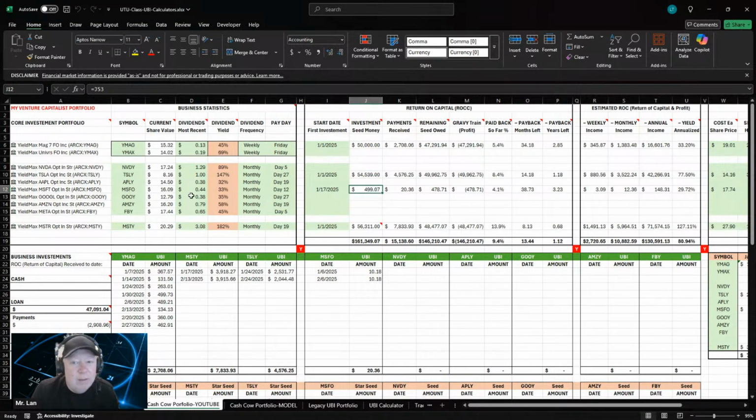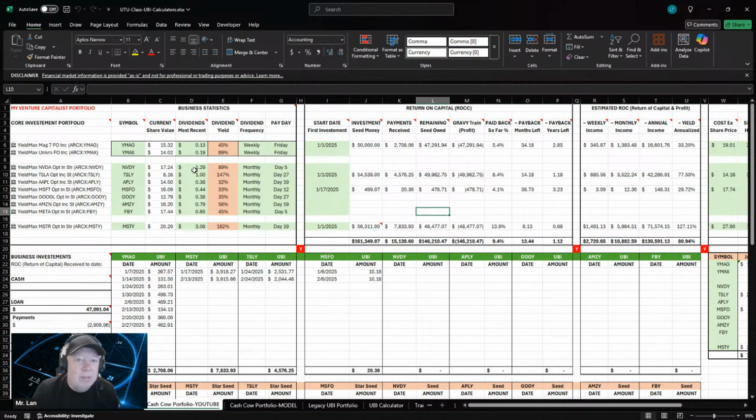And then we also have MSFO. We put a little bit into Microsoft, $500, and it gave us $20. We have Misty, the big bad daddy of them all. 56,000 is what we have in there, and it's given us 7,000 back so far. And we have payback years left, 0.68 or 8 months until they've given us our full 56,000 back.